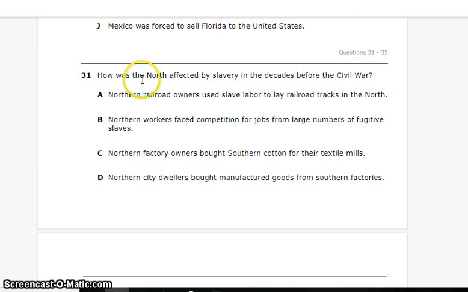31. How was the North affected by slavery in decades before the Civil War? A. Northern railroad owners used slave labor to lay railroad tracks in the North. B. Northern workers faced competition for jobs from a large number of fugitive slaves. C. Northern factory owners bought Southern cotton for their textile mills. D. Northern city dwellers bought manufactured goods from Southern factories.